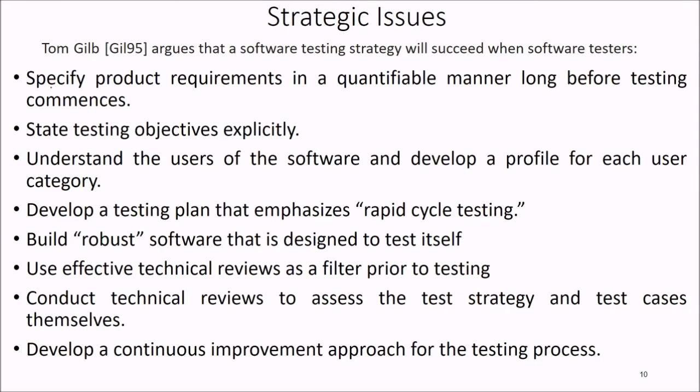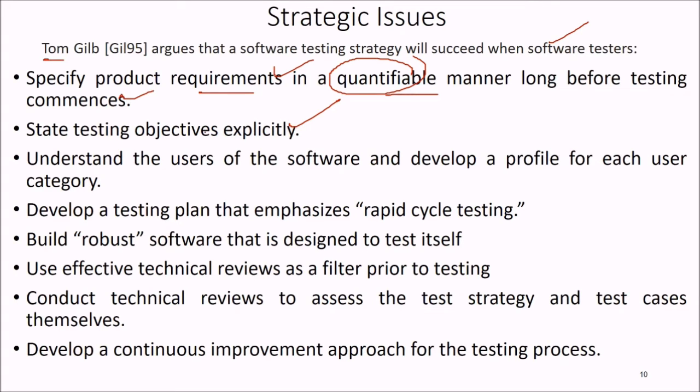So in these strategic issues, Tom argued that a software testing strategy will succeed when software testers perform certain implied things, like specifying product requirements in a quantifiable manner long before testing commences. So before testing can commence, they have to specify the requirements in a quantifiable manner and state testing objectives explicitly, that is, what they want to achieve.